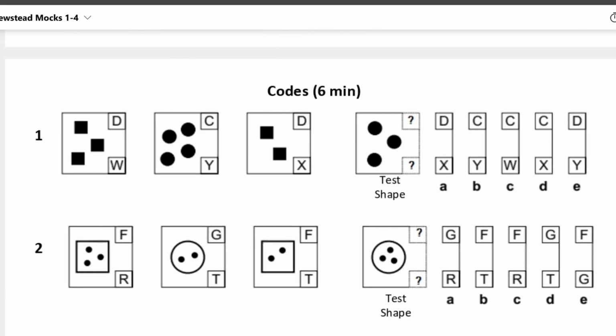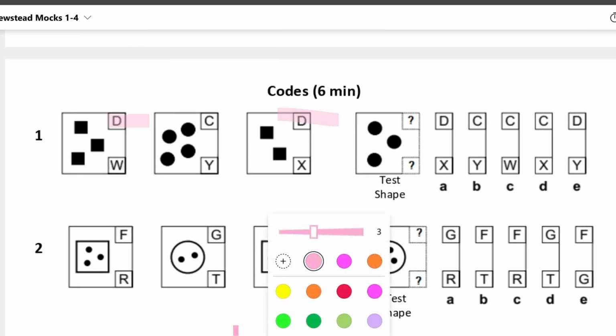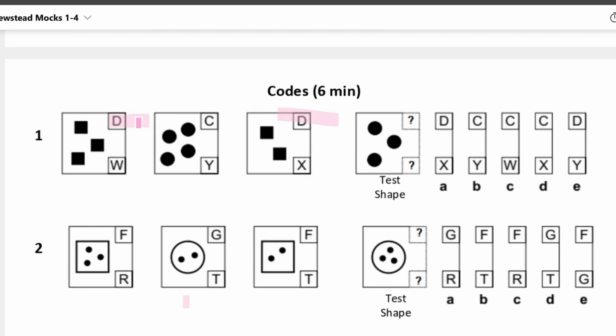Question number 1 of codes, what is common in here? Let's talk about the top shape. The top shapes are similar, which means the top shape corresponds to the shape it is. If the black squares, there's black squares here.